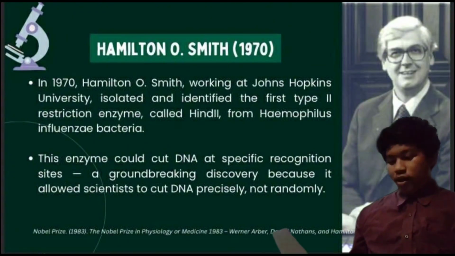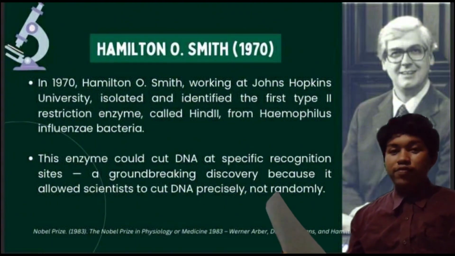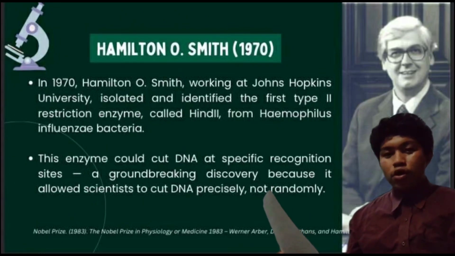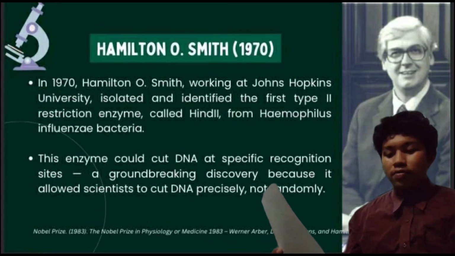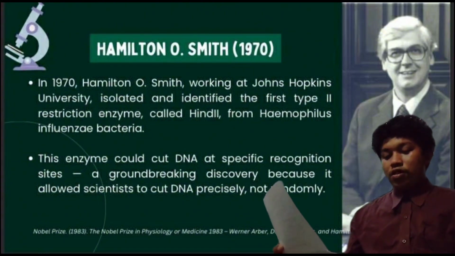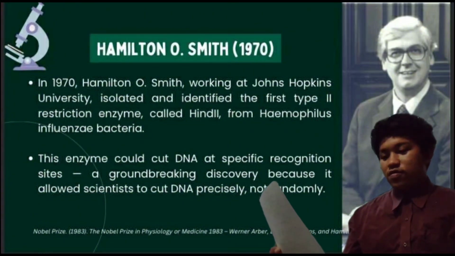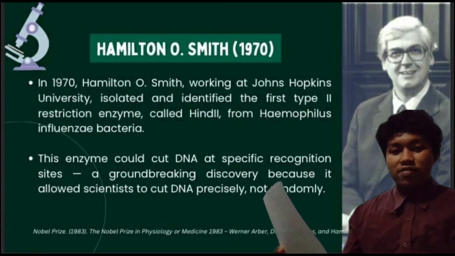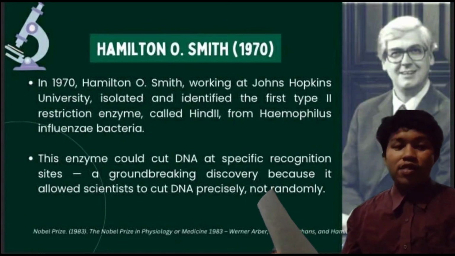Next up, in 1970, Hamilton O. Smith, working at Johns Hopkins University, isolated and identified the first type 2 restriction enzyme, called HindII, from Haemophilus influenzae bacteria. This enzyme could cut DNA at specific recognition sites, a groundbreaking discovery because it allowed scientists to cut DNA precisely, not randomly.